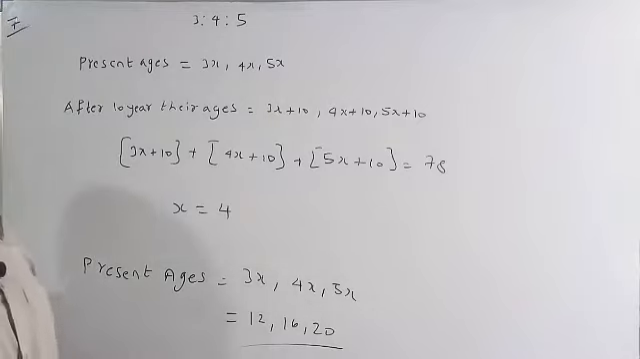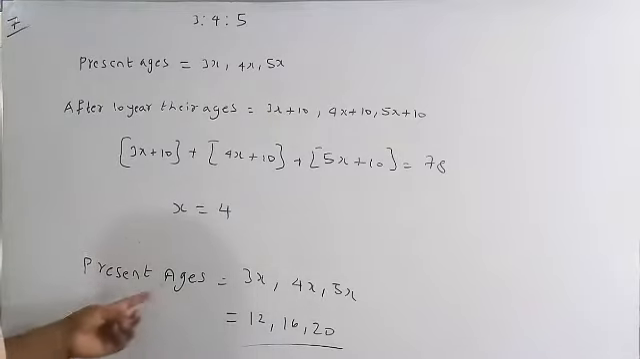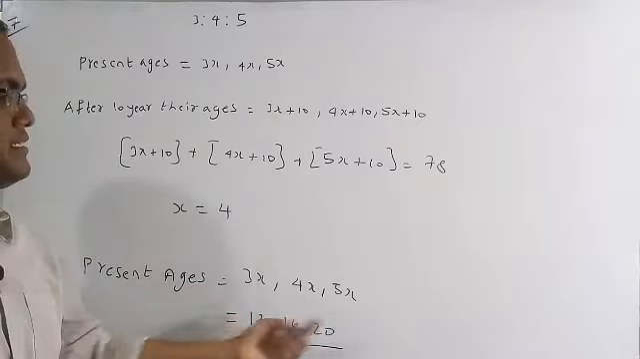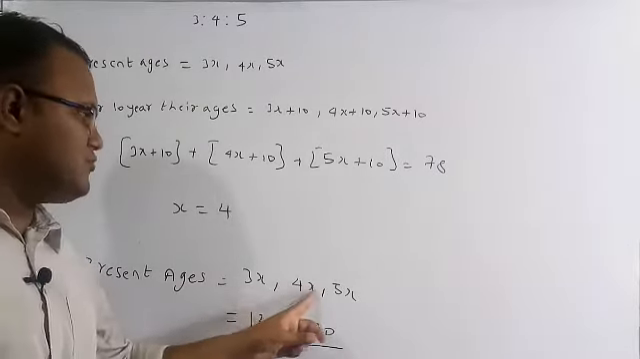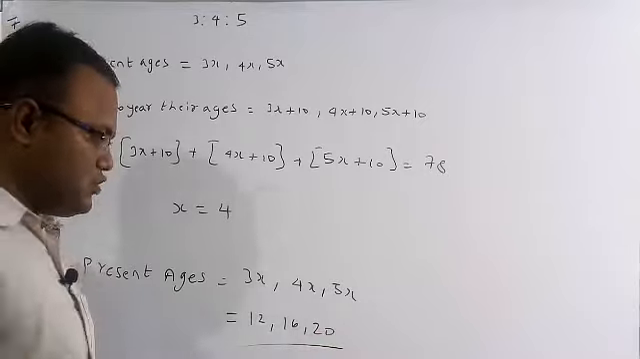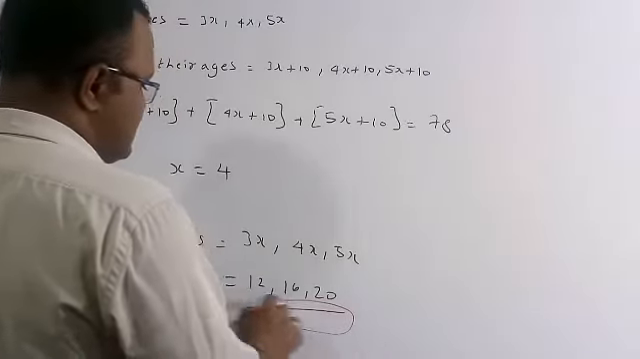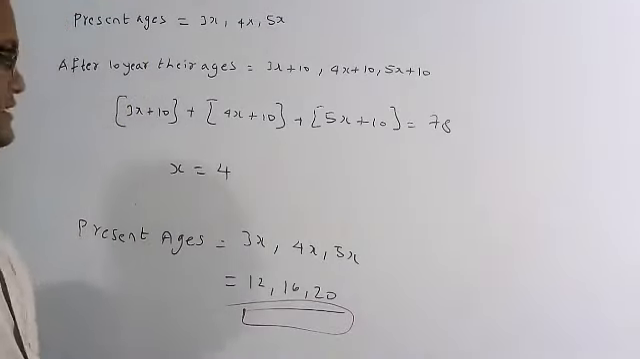But we need to find the present ages. The present ages are 3x, 4x and 5x. So in place of x substitute 4. Therefore 3 into 4 is 12, 4 into 4 is 16, 5 into 4 is 20. So 12 years, 16 years and 20 years are the present ages of these three brothers.